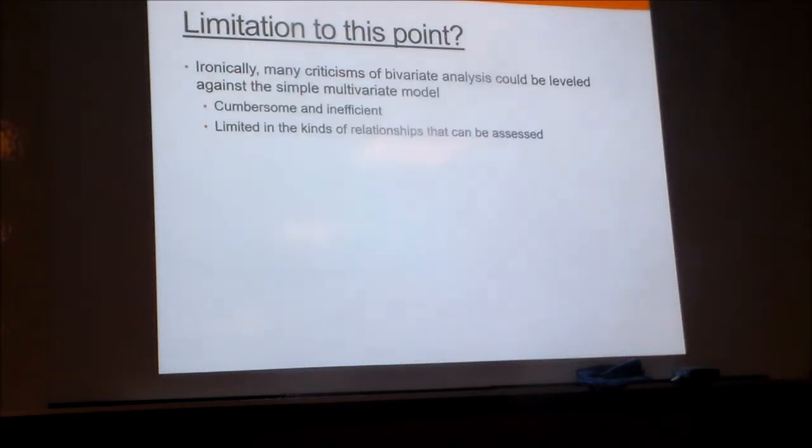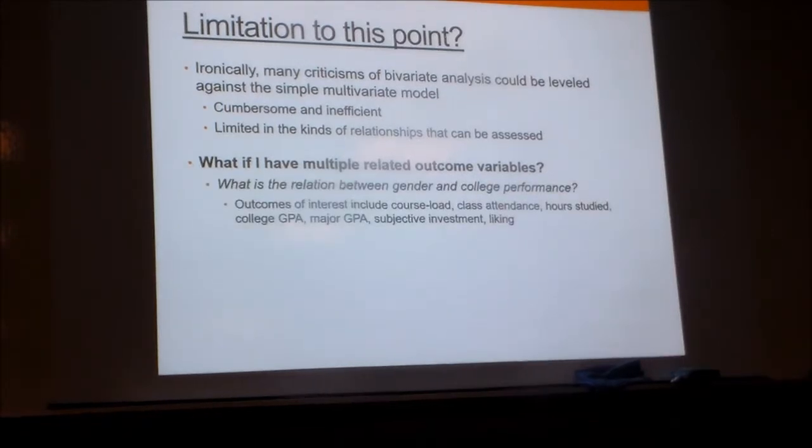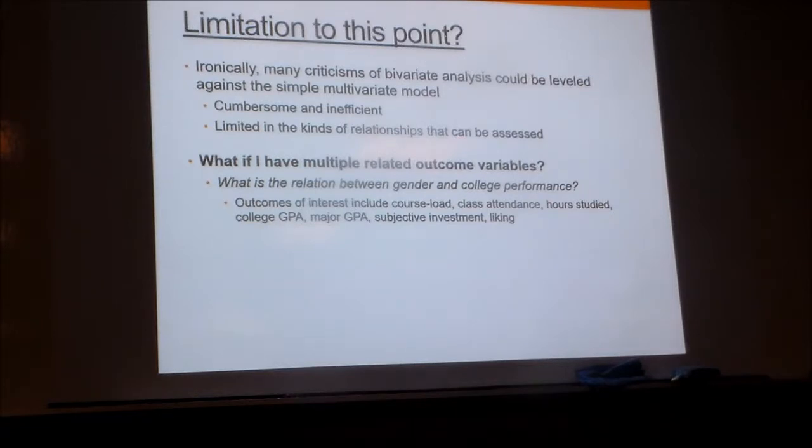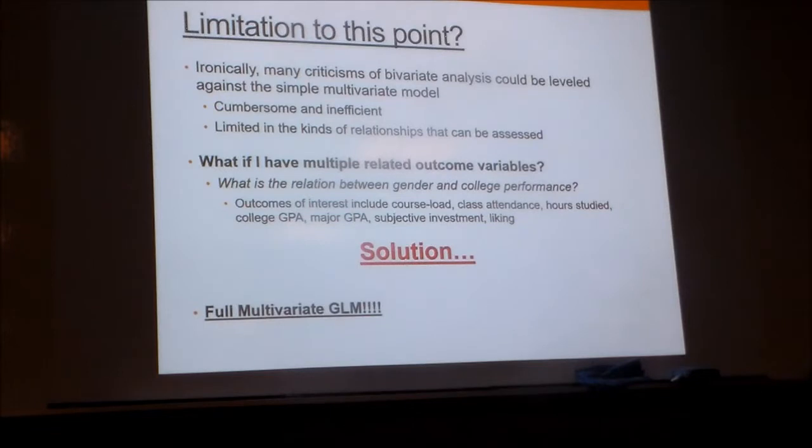Okay, so this is our simple multivariate GLM. But to this point, what are our current limitations? Limitations, ironically, similar to the ones we started out with at the very front when we were talking about our bivariate statistics. Sometimes our simple multivariate models can be cumbersome and inefficient, and can also start to limit the types of relationships that we're looking at, particularly if I'm interested in multiple outcome variables. If I want to take a look at the relation between gender and college performance, I might want to look at all of these outcomes simultaneously. And if I want to do this, this is when we're talking about our full multivariate GLM.